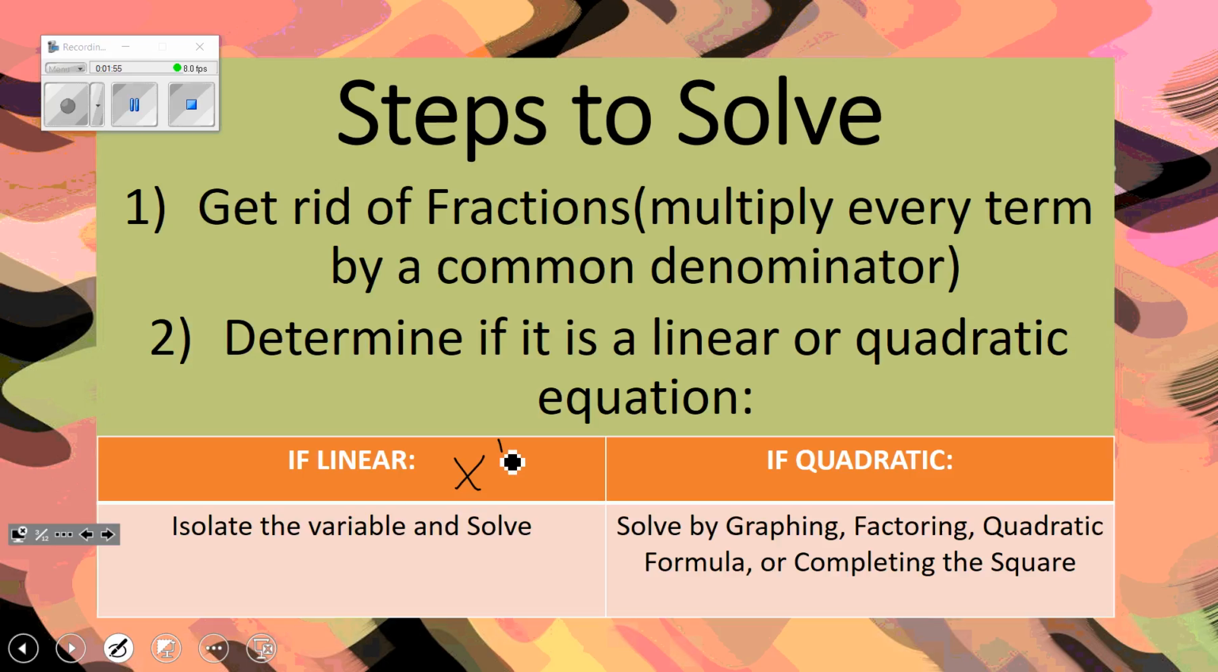If it is a quadratic equation, you will see an x squared. The highest degree you will see will be 2. And you will have to solve using one of the 4 methods that I taught you last week. You will solve by graphing, factoring, using the quadratic formula, or completing the square.